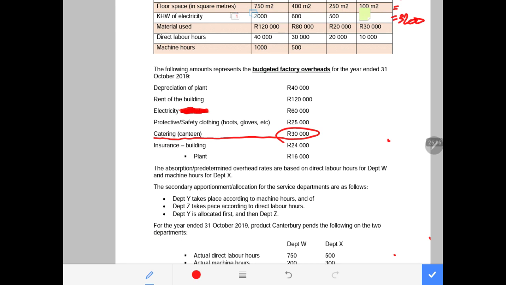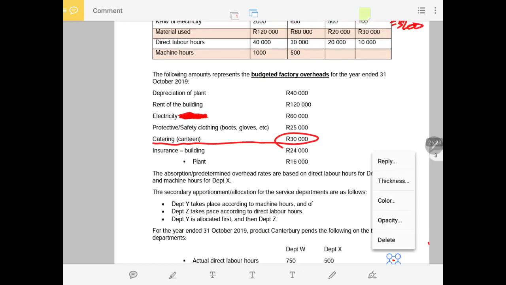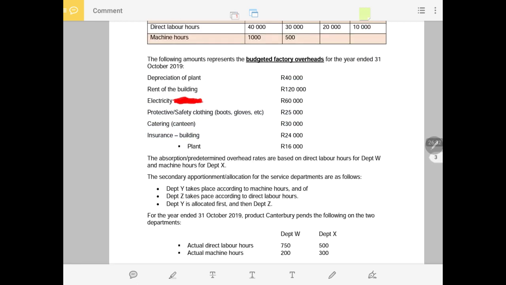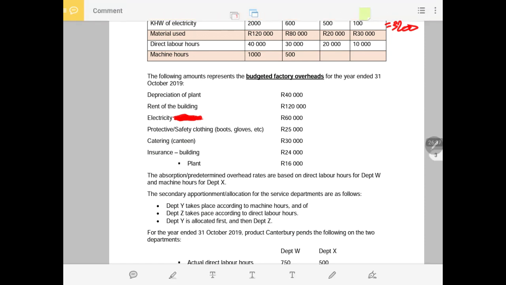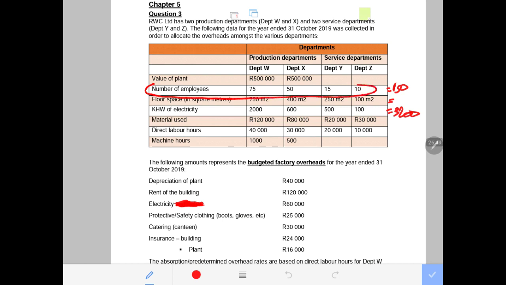Assuming that all employees are making use of the canteen or the services of the canteen and catering, that means the department that has many employees, we need to allocate more cost to that one. That is why, because the canteen is being used by employees, the bigger the number of employees in the department, the more cost must be allocated to the catering or canteen. That means we are going to use the number of employees here, because it is the employees who are using the catering in the canteen.